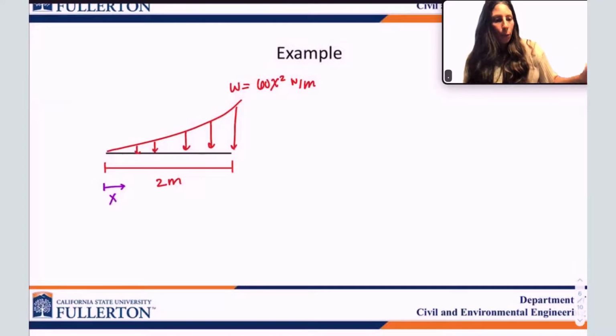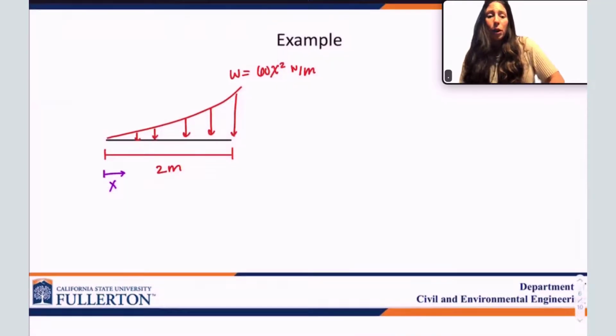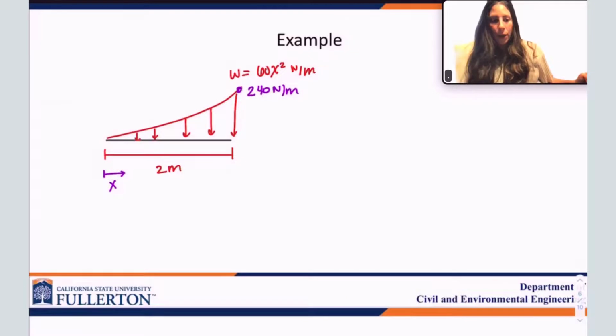Now what we want to do is determine the magnitude and location of the equivalent resultant force acting on this shaft here. I also want to give the max value here, which is 240 newtons per meter. You just have to plug in to get that. Now, let's solve this. This is W of x, a function of x, so we're going to solve by integrating because we already have W as a function of x.